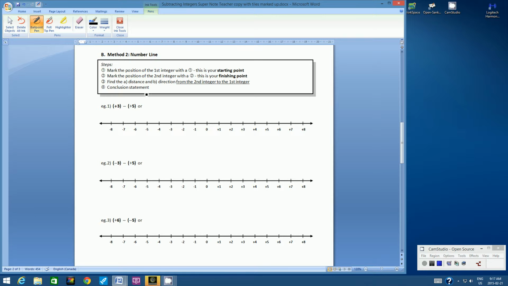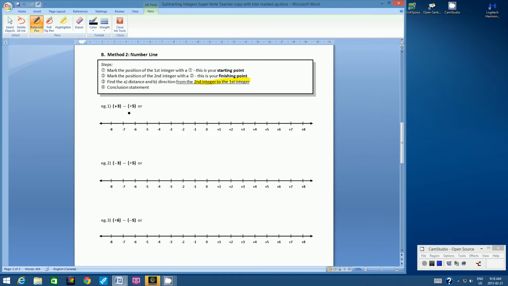Pretty easy. Number 3, find the distance and direction from the second integer to the first integer. Very important, okay? It has to go from the second integer to the first integer. And step 4, conclusion statement. Okay, let's start with example 1.